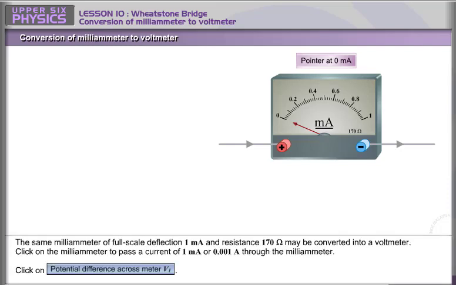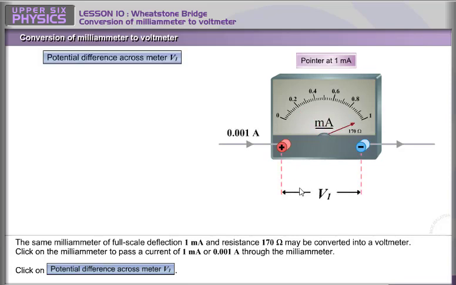The same milliammeter of full-scale deflection 1 milliampere and resistance 170 ohm may be converted into a voltmeter. Click on the milliammeter to pass a current of 1 milliampere or 0.001 ampere through the milliammeter. Click on the potential difference across meter V1 button.